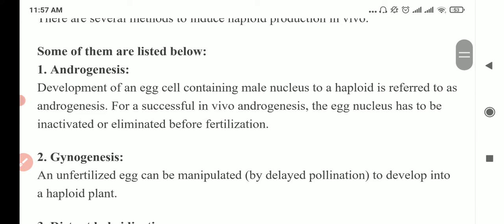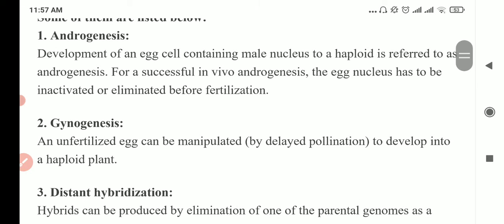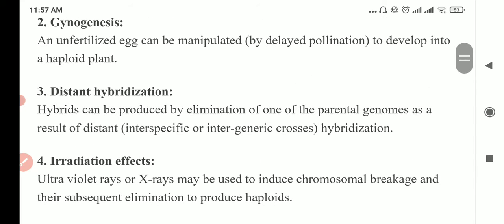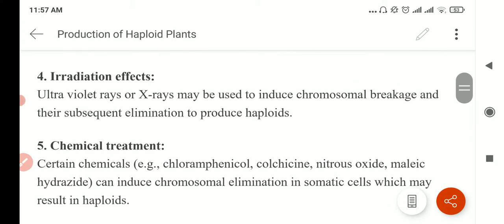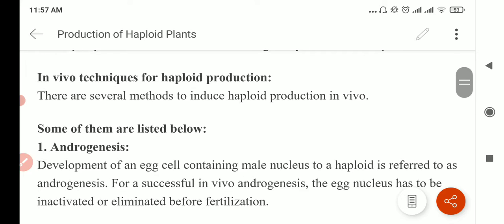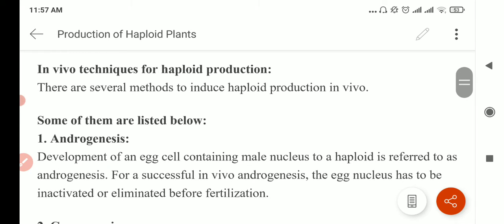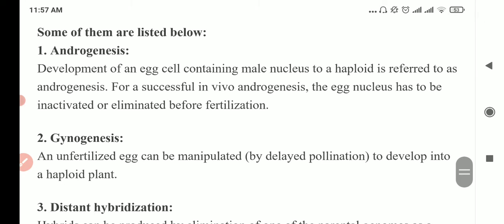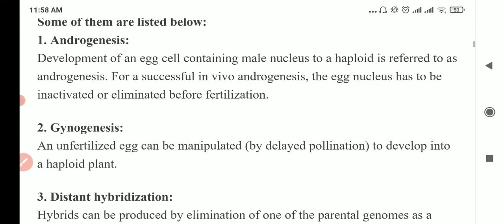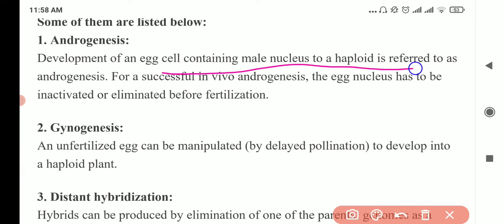The first one is androgenesis, then gynogenesis, then distant hybridization, irradiation effects, and chemical treatment. So there are 5 in vivo techniques to produce haploids. If we start with the first one, androgenesis, it means the development of an egg cell containing a male nucleus to a haploid is referred to as androgenesis.